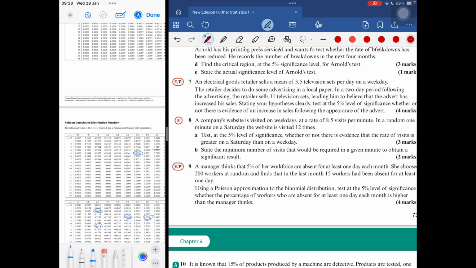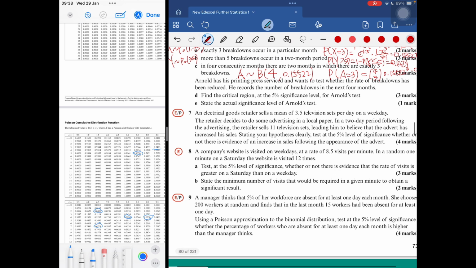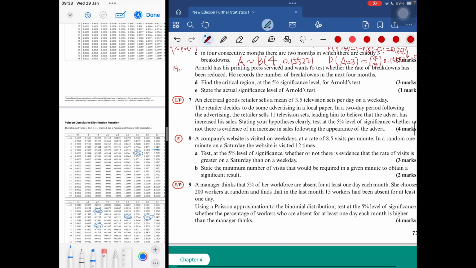Arnold has his printing press serviced and wants to test whether the rate of breakdown has been reduced. Okay, so H0 and H1. Actually, some curricula use H1 and some use HA. In my case, I mixed it up. So you can follow your school's guide.